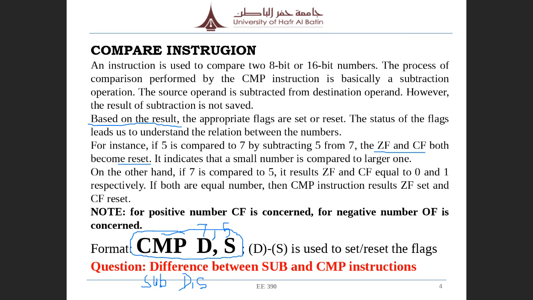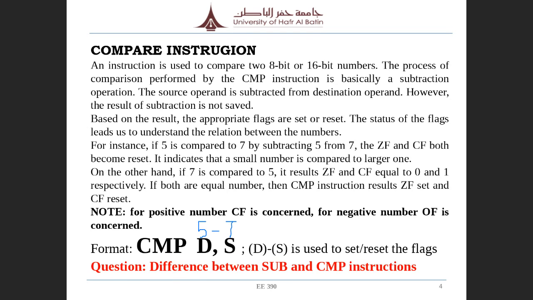But on the other hand, if 7 is compared to 5, for example, D is 5 and S is 7. Now we compare 7 with 5. So how does it happen? 5 minus 7, right? D minus S, so 5 minus 7.